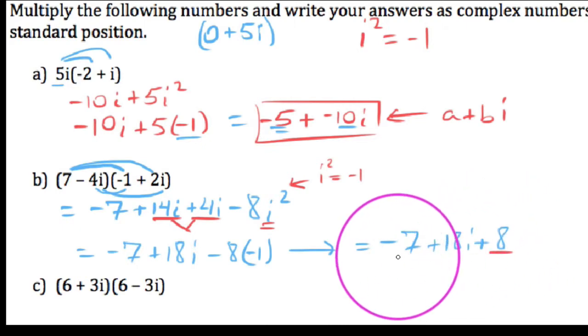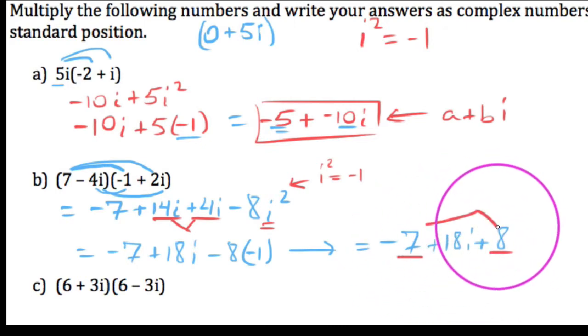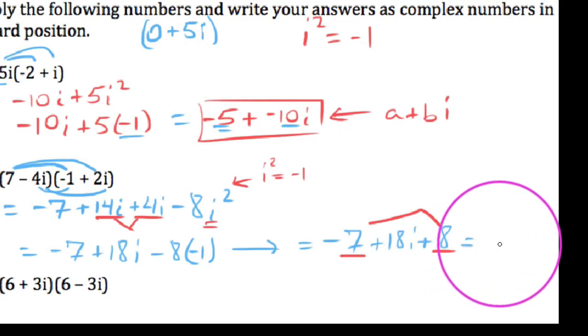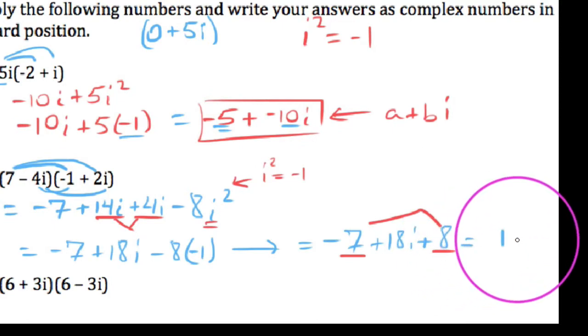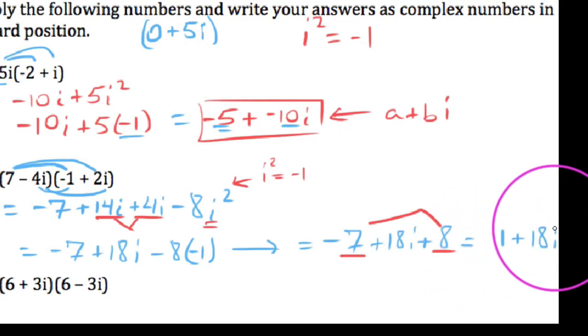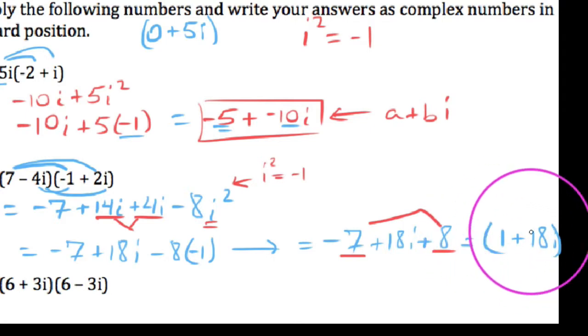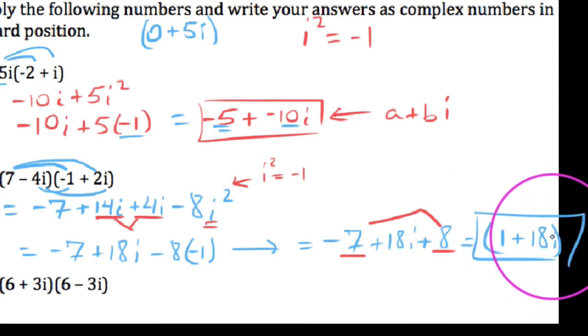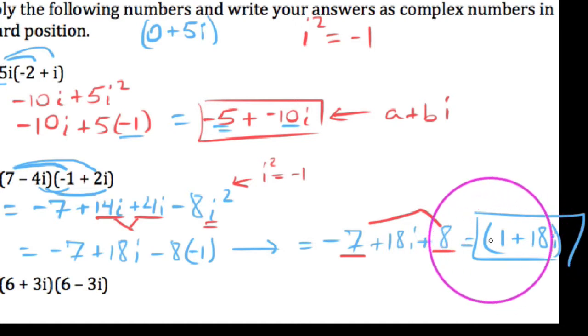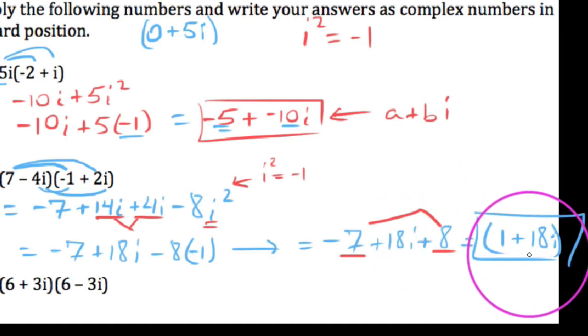So now we're responsible for combining these two like terms, the real parts here, and those combine out to be a positive 1. So we get 1 plus 18i. So we would say the product of these two complex numbers is the number 1 plus 18i. So to take a complex number times a complex number, we certainly get a new complex number here.